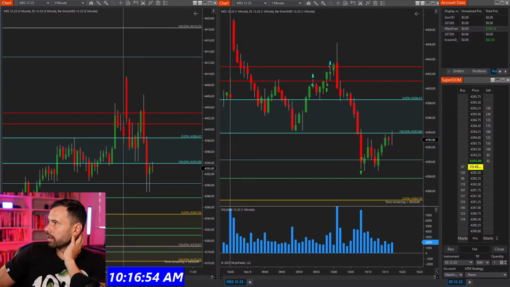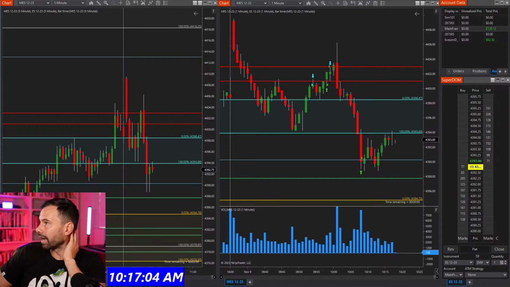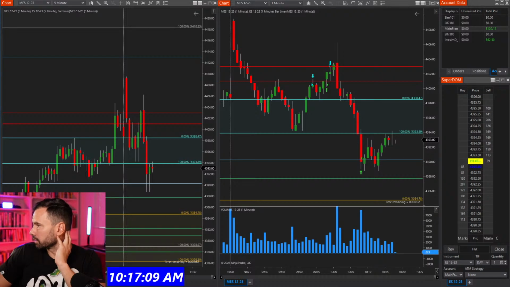What is that? The yellow numbers. Wait. Above. The yellow numbers. That right there. Yeah. Yes, that's my entry. What are the yellow numbers? The highest volume in the candle. Oh. That is my entry.